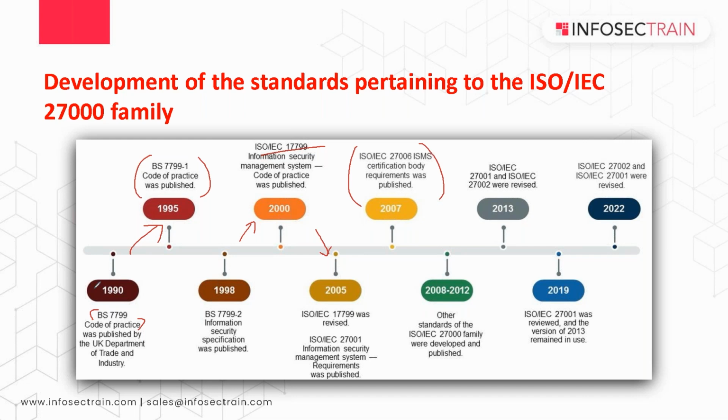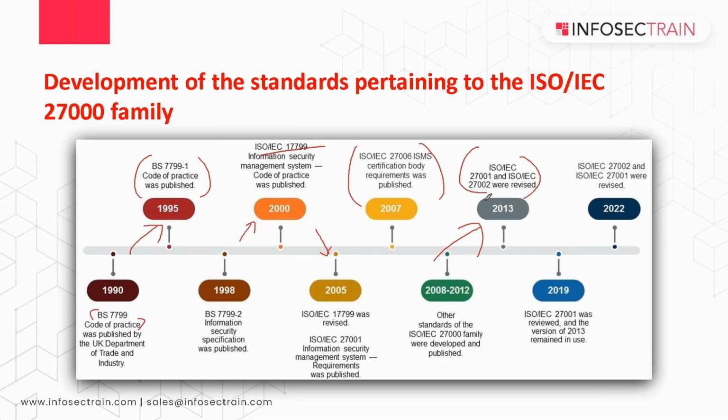Okay, now in between 2008 to 2012 there were multiple other standards added to the information security family. In 2013, ISO 27001 and 27002 were revised. First, 27001 was revised in 2005, and along with that 27002 came up. Then we started using it, adopting it as a revised version.